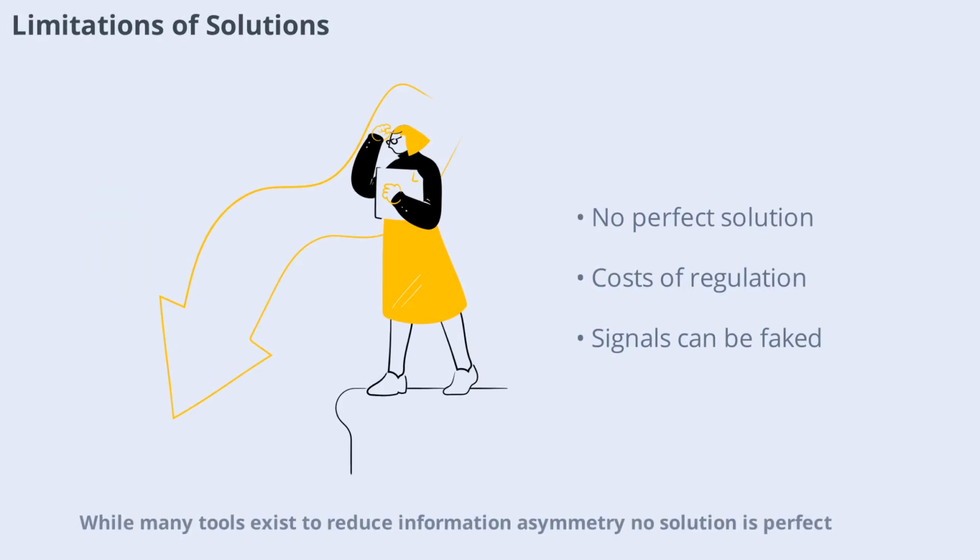While many tools exist to reduce information asymmetry, no solution is perfect. Regulations can be costly, and signals like degrees or warranties can be faked. It's important to recognize these limitations and continue seeking better ways to share information in markets.